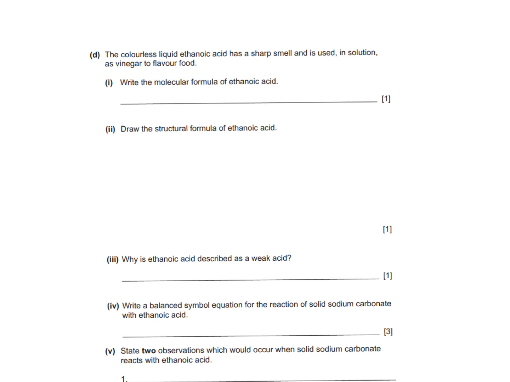On to D, the molecular formula for ethanoic acid, CH3COOH. You could do CH4O2 as well, but it's typically written like that. The structural formula we've had before. Why is ethanoic acid a weak acid? And this is true for all carboxylic acids. That is because they only partially ionize in water or in solution.